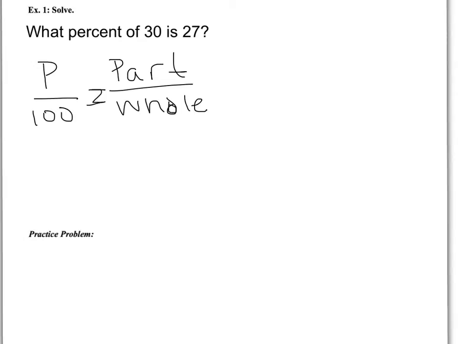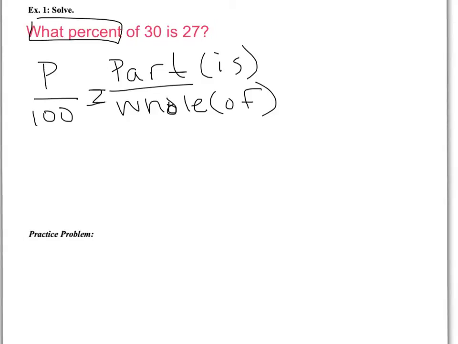And like you may know, the key word for part is "is," and the key word for whole is "of." Now be careful with those keywords, because in story problems sometimes they use those words and they distract you. But when it's written like a sentence like this, it'll help us a lot to figure out what is our part and what is our whole. So our percent is our unknown. The whole, "of," would be 30, and the part is going to be 27.